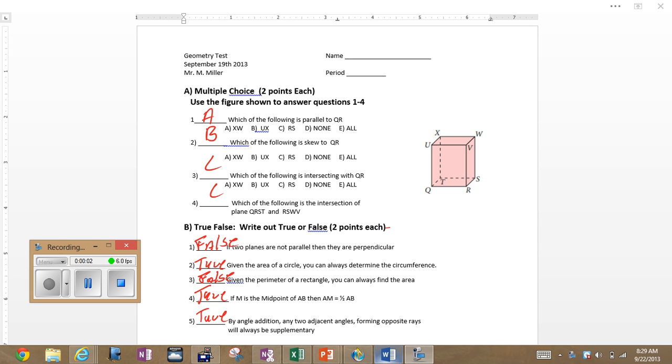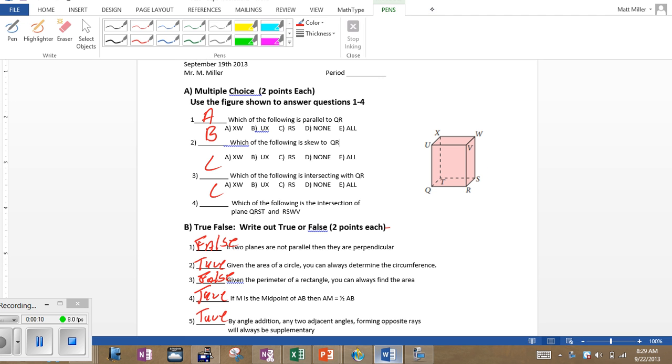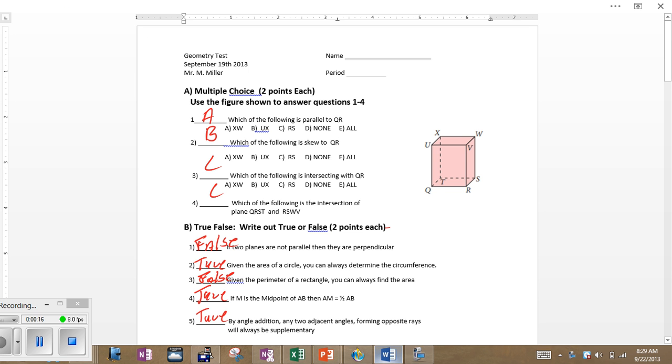In this video, we want to review the Chapter 1 test. So, Part A is all things looking at this diagram here. Okay, so get a pen. We're looking in reference to the segment QR. What is parallel to QR? XW is parallel to QR.